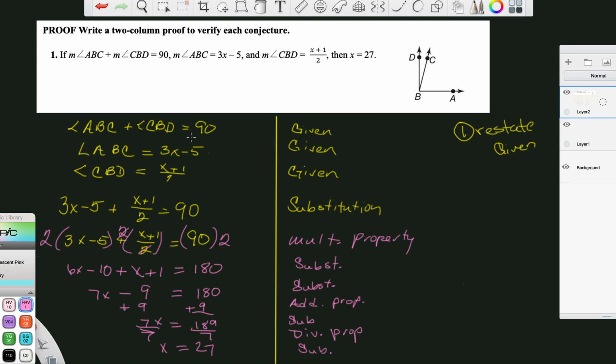There's a lot to be written down, but it looks like we're using the same things, right? Okay, and that's just using algebra.